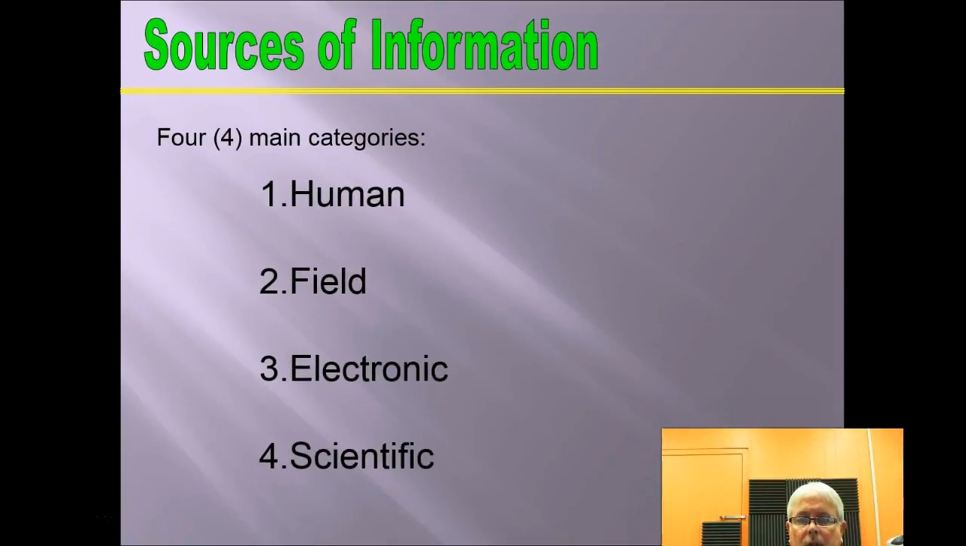Sources of information, and they're vast, ladies and gentlemen, vast. Four main categories are human intel, field intelligence, electronic, and scientific. Human intelligence, that James Bond type thing, always talking to people, trying to work things out. Field intelligence, where you're actually observing an enemy or an adversary in the field to see what their troop movements are, to see exactly what is going on.